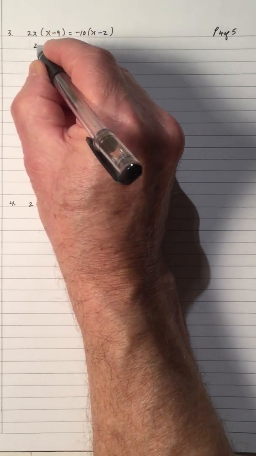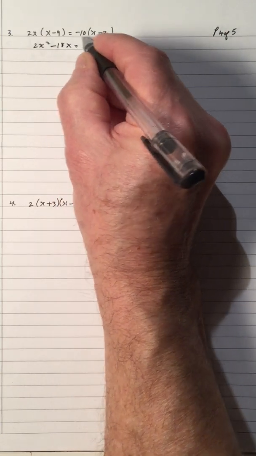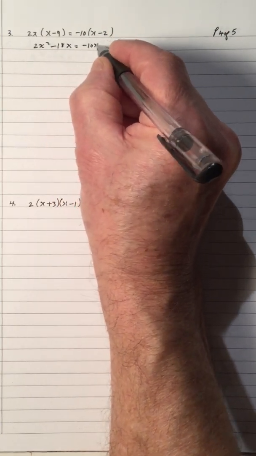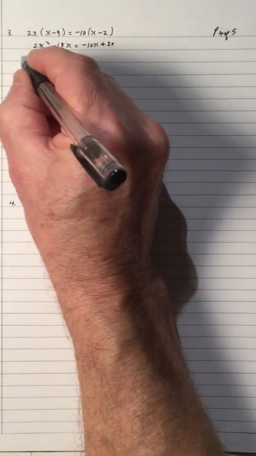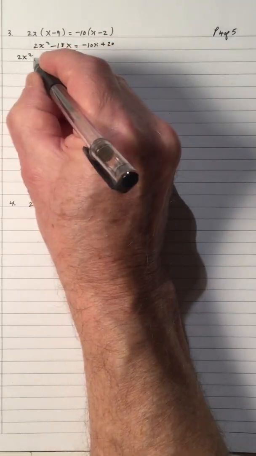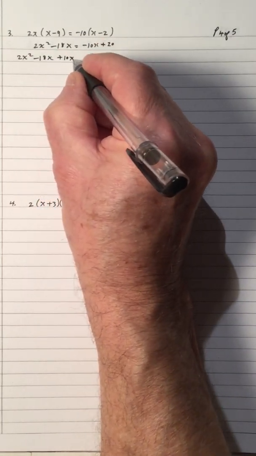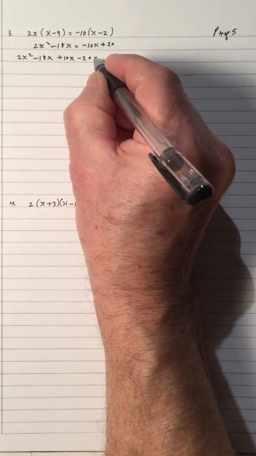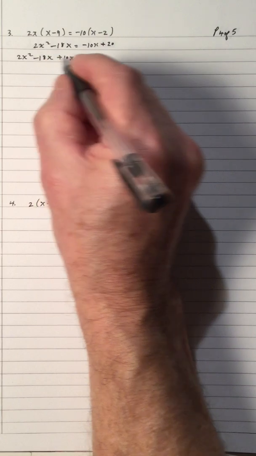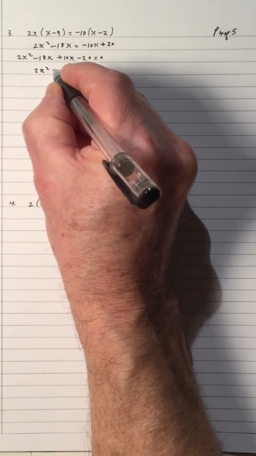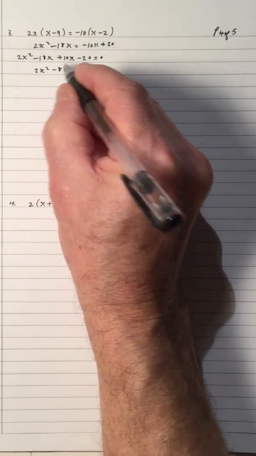So 2x times x is 2x squared. 2x times negative 9, negative 18x. Negative 10 times x, negative 10x. Negative 10 times negative 2 is a plus 20. And we have to move all terms to the left side. And when you do, you change the sign of the ones you're moving over. Negative 10 becomes plus, plus 20 becomes minus. We add up the like terms, and the x's add up to give me negative 8x.